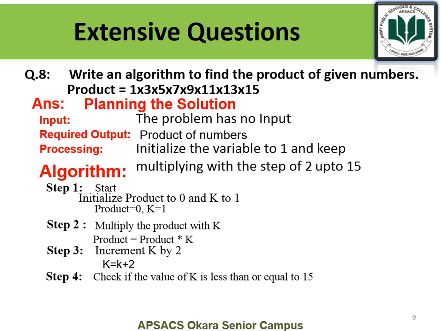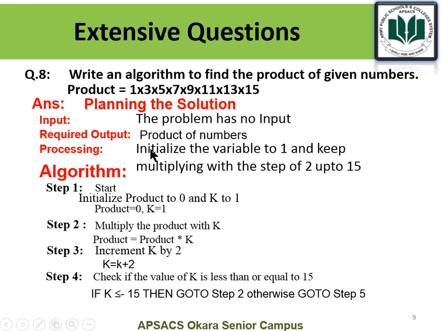If k is less than or equal to 15, then we keep multiplying; if it is greater than 15, then we stop the algorithm. k less than or equal to 15, then go to step number 2. We will move to step number 2, otherwise go to step number 5, which will be our second step, output product and stop.